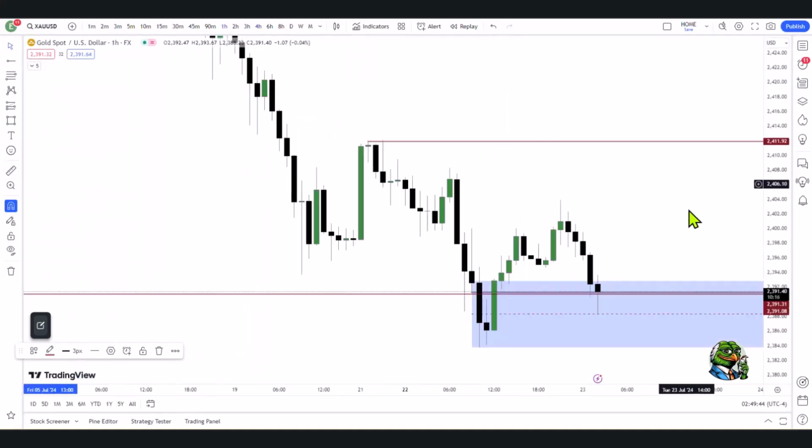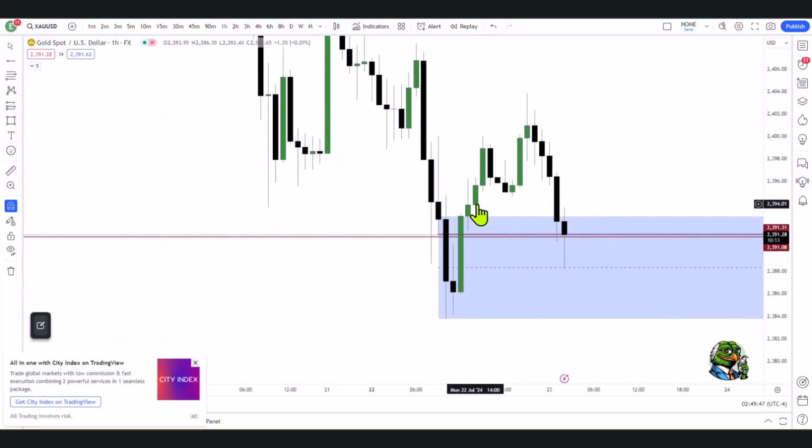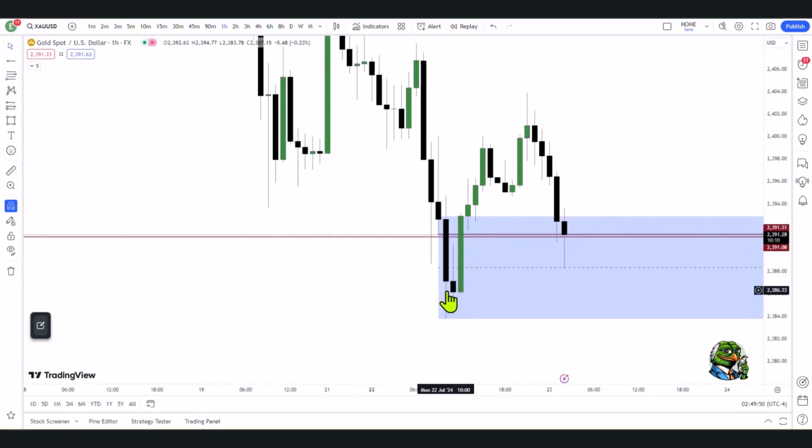On a 1-hour chart, we can see that there is a balanced price range, okay, where we have a single down candle and a single up candle. That price is now balanced, okay? So we've come in and the bodies are respecting that open fair value gap, okay? So a few confluences there.